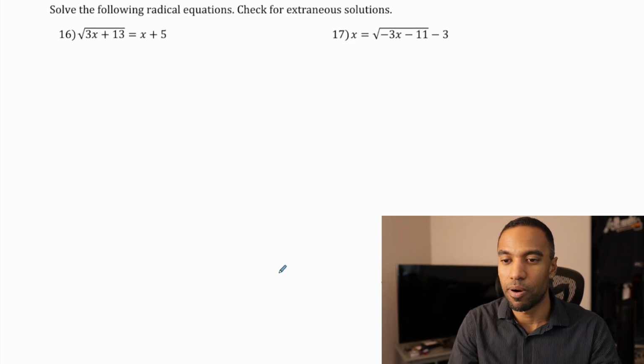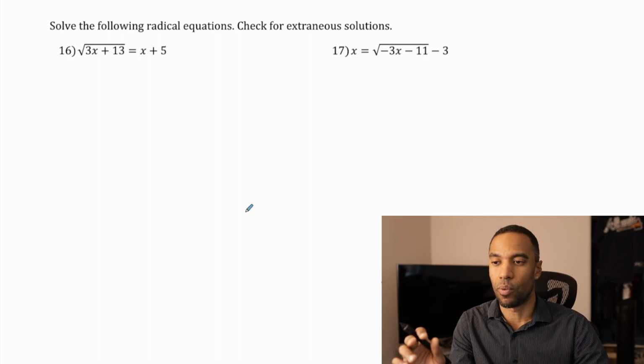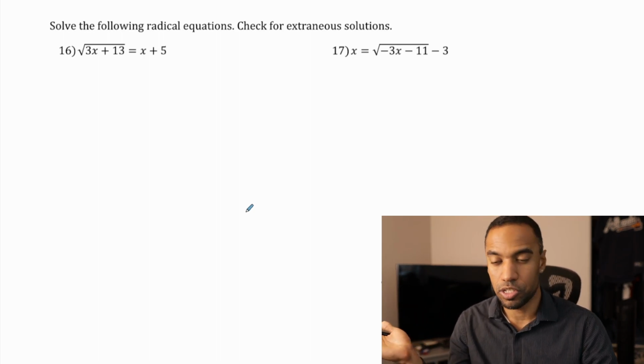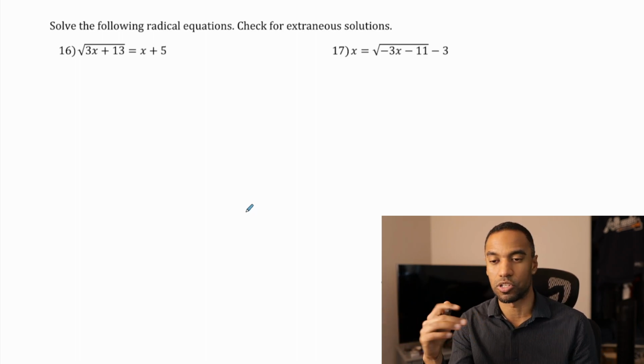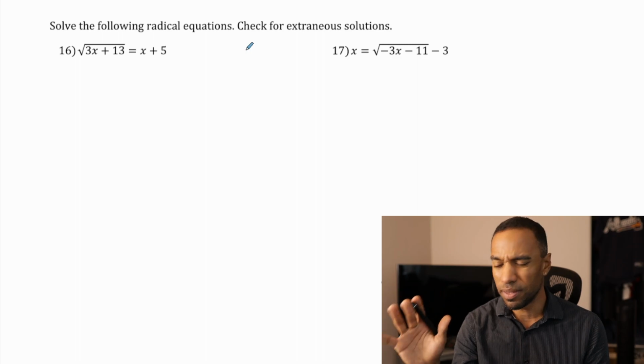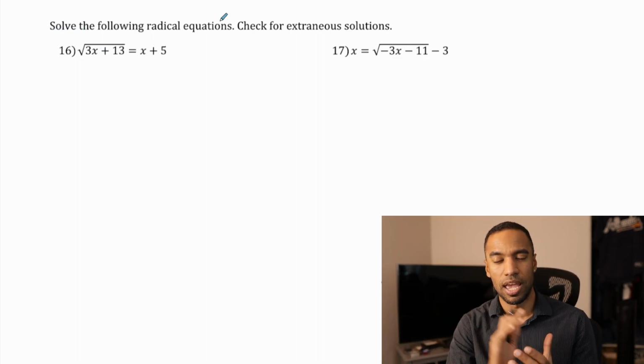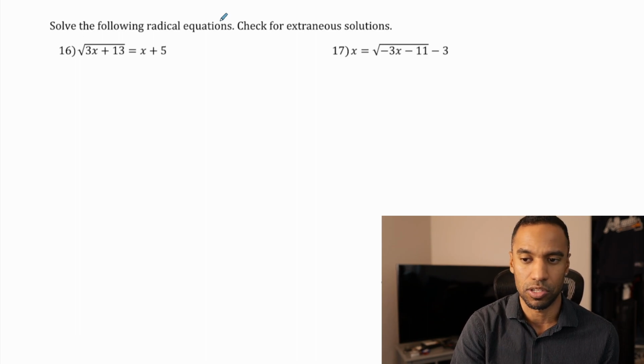Okay, the last problems we're going to do here are solving radical equations. And honestly, I think these are probably easier than simplifying the radical expressions and all that kind of stuff. We have to check for extraneous solutions, which I'm not going to get deep into other than we try and plug our answers back into radical equations, and there's a reason why you might run into extraneous solutions.